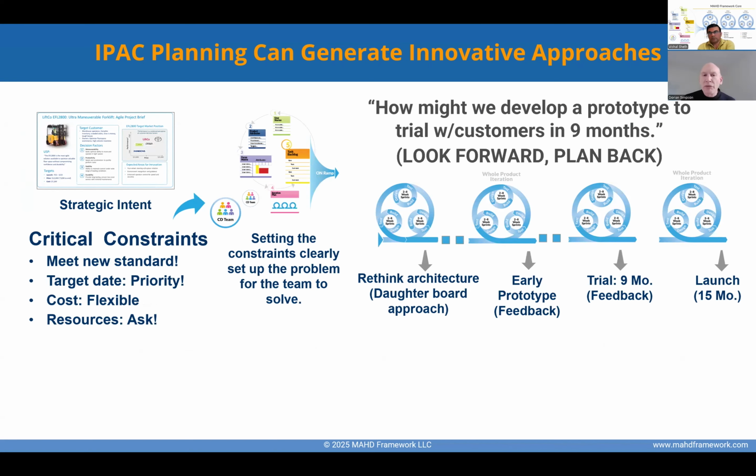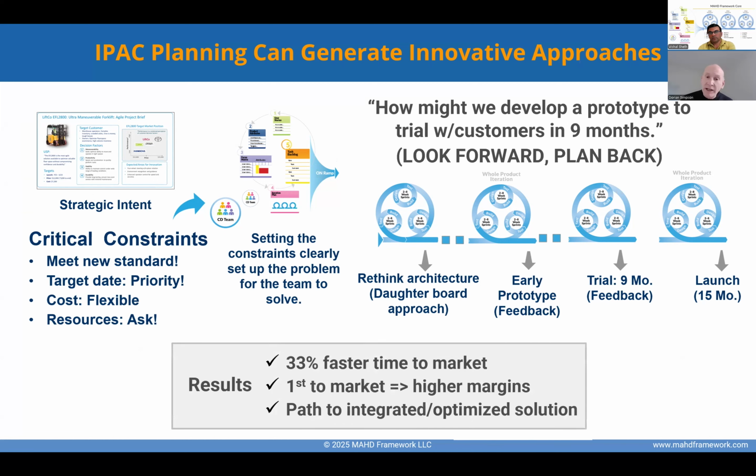So working through the MAD framework, the team clarified in the early stages, with the vision brief and working through the on-ramp, what's really critical here? What are the constraints we should be working to? The date was one they decided was a high priority, and that cost could actually be flexible and even the resource could be flexible. They just had to ask if they needed resources to hit the date and move faster.